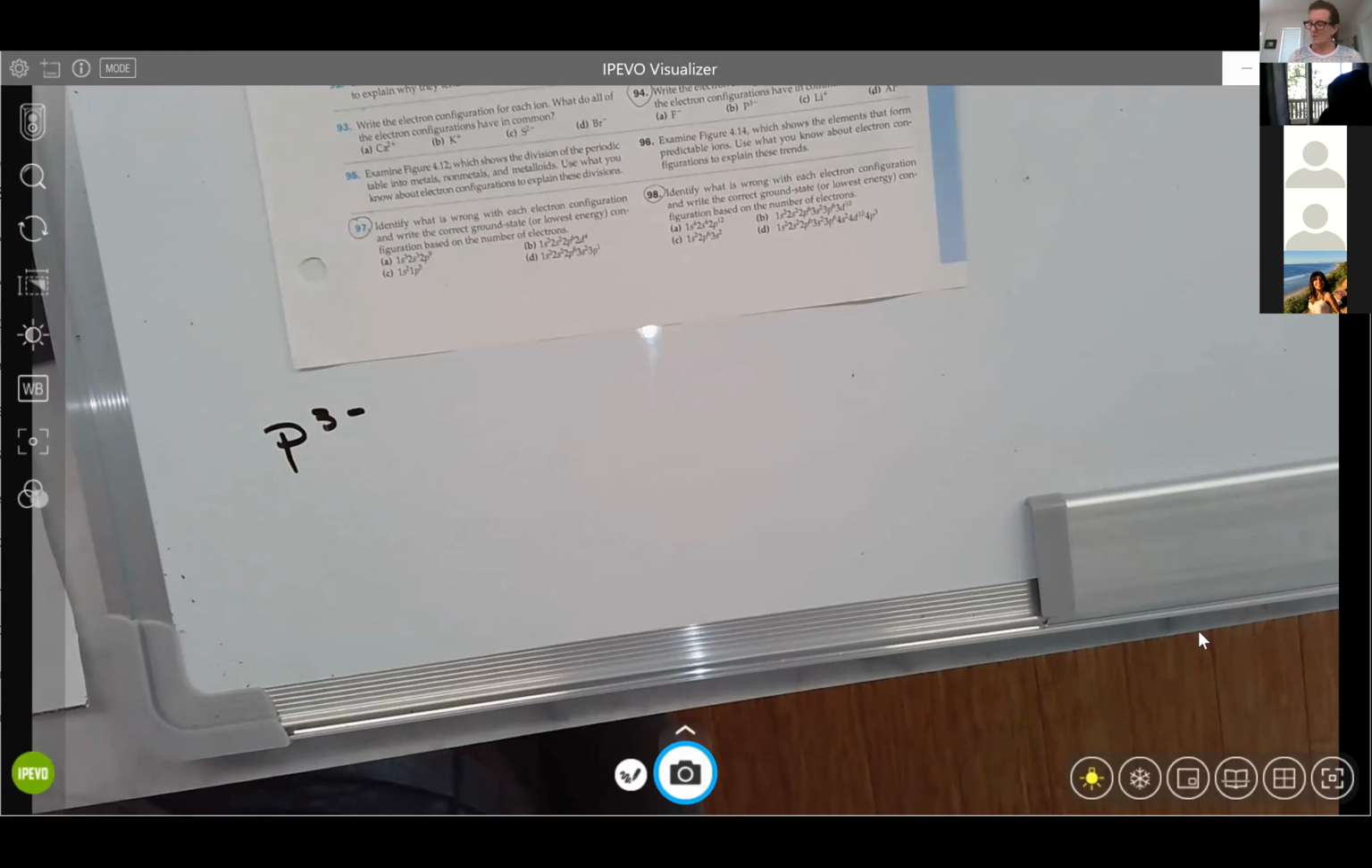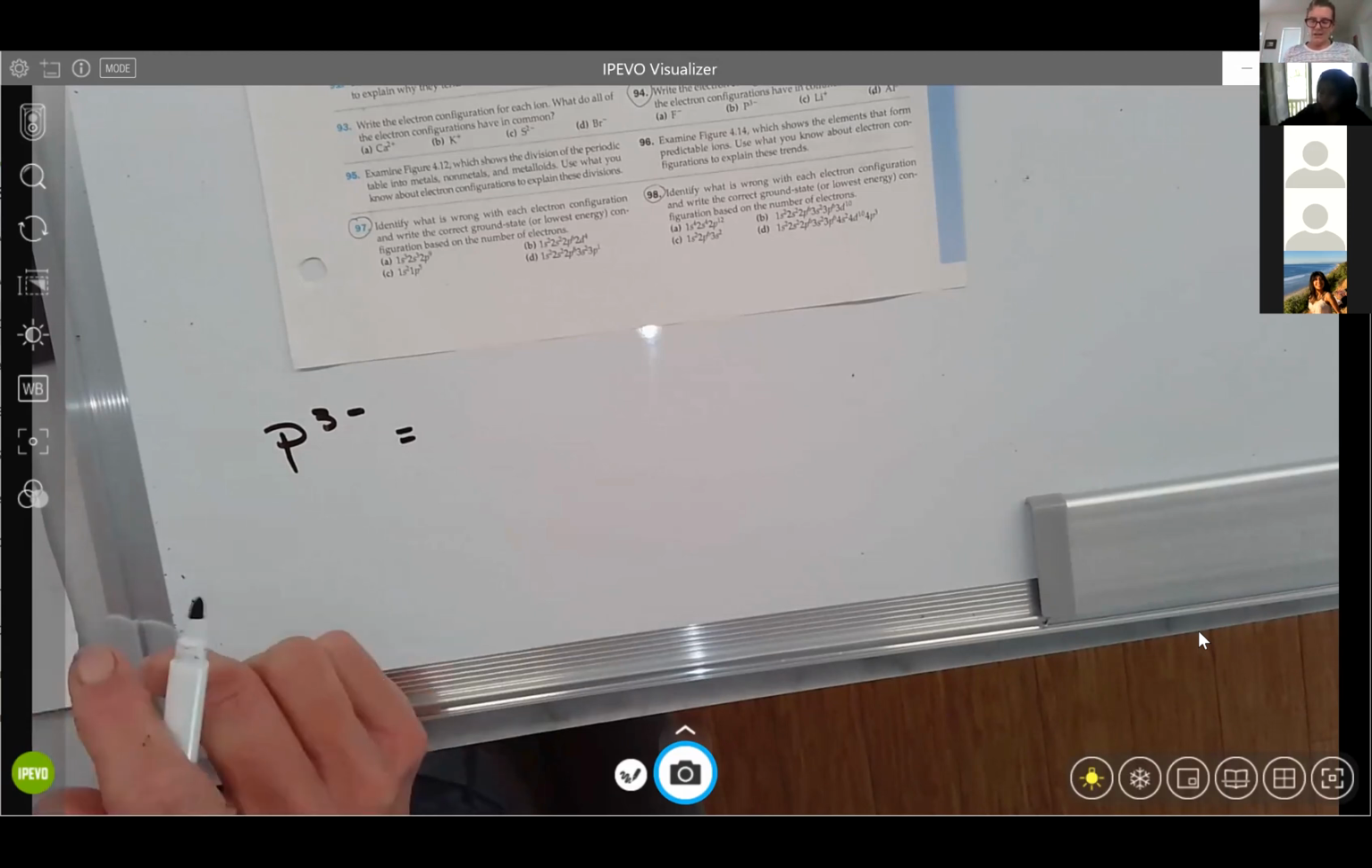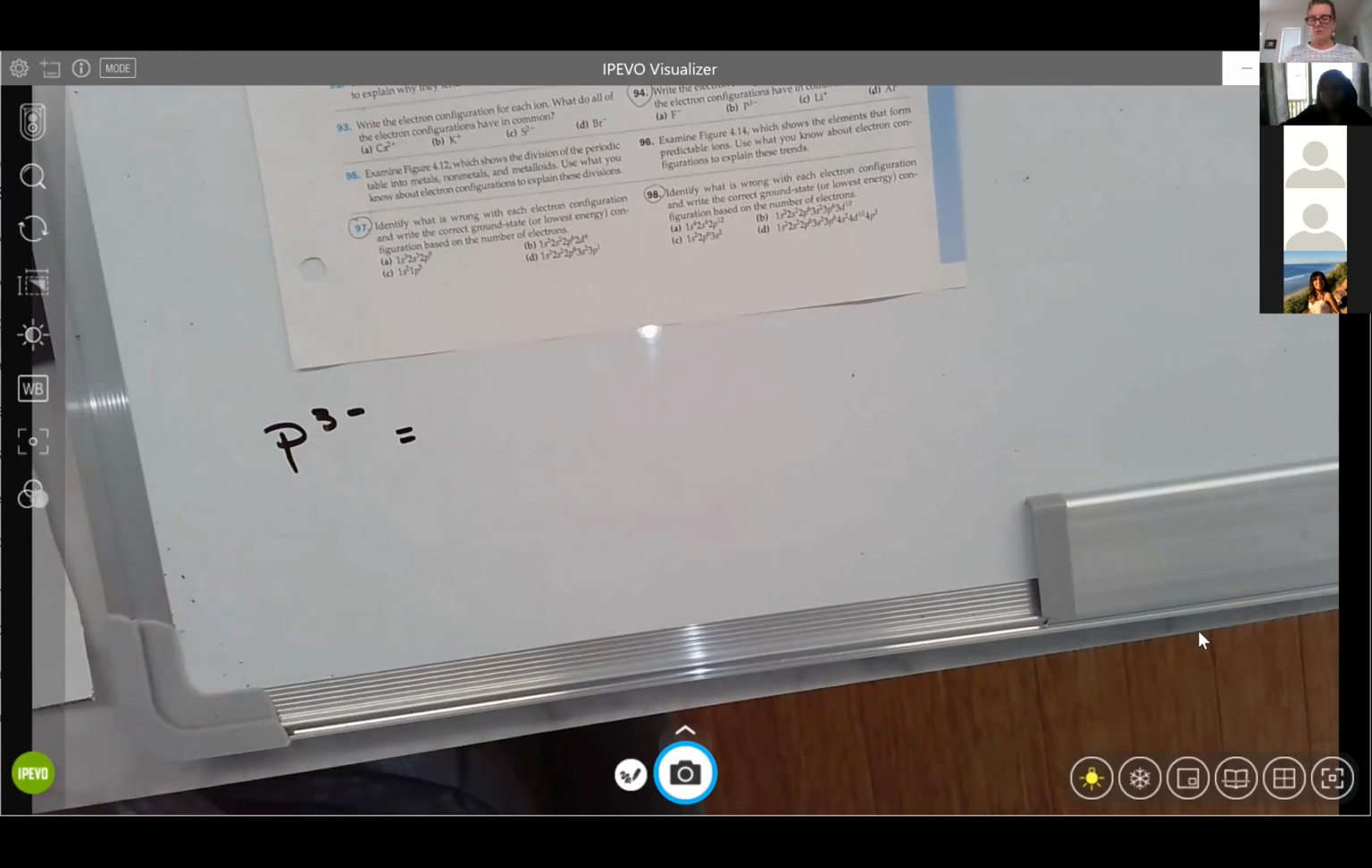Okay, so for P3 minus, it's going to be the electron configuration of phosphorus plus 3 more electrons. Do you guys want me to type it from the beginning or with the abbreviation? It makes a difference. No difference? That's good.